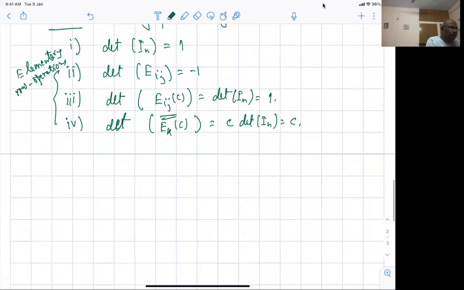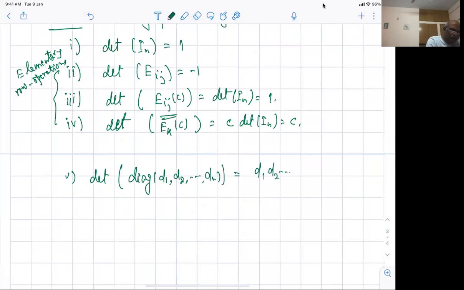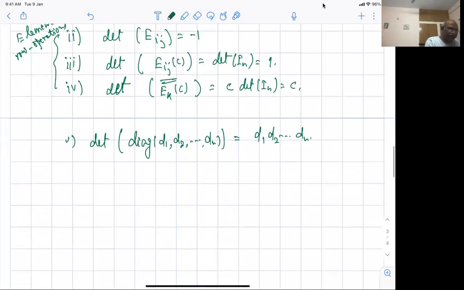Now the last theorem, which is important, oh, I forgot to say that. What about the diagonal matrix? The determinant of a diagonal matrix consisting of d1, d2, ..., dn is nothing but their product, d1 d2 ... dn. So you can prove that even for an upper triangular matrix or lower triangular matrix, it is just the product of the diagonal entries. Just try that out.